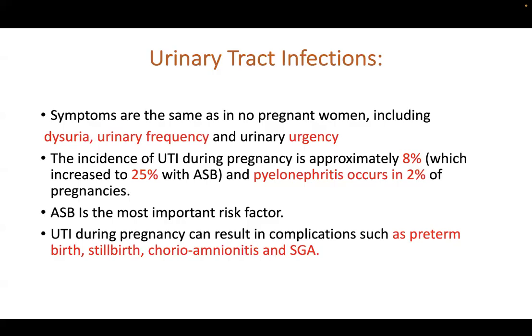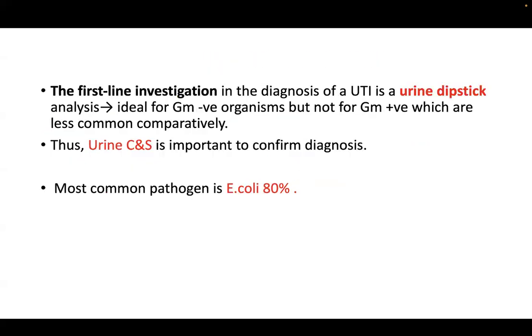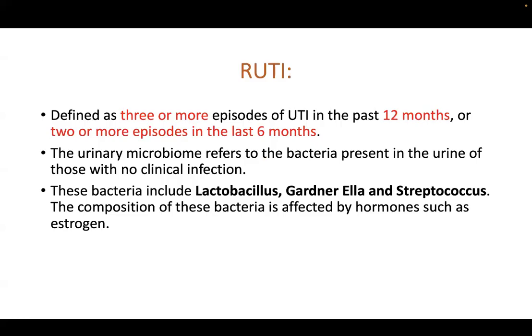And if the patient has UTI during pregnancy, what are the complications that can happen? It can cause preterm birth, stillbirth, chorioamnionitis, and small for gestational age. The first-line investigation for diagnosis of UTI is urine dipstick or urine analysis. If urine dipstick or urine routine examination is positive for infection, then urine culture, we all know it, and the most common pathogen is E. coli in 80% cases.